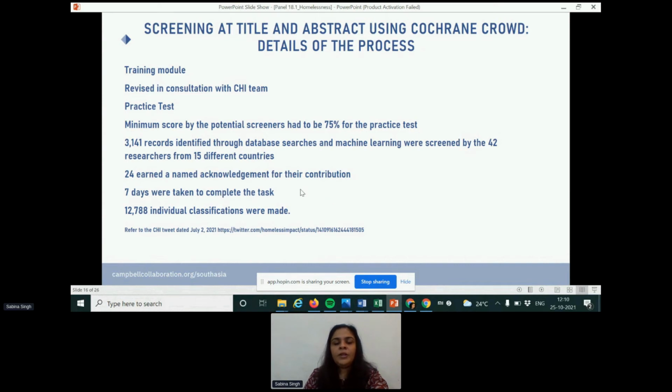And you can imagine the kind of labor and resources that we would require if we were to do it on our own. So it saves us time and, of course, resources as well. 12,788 individual classifications were made. This is regarding the process that goes into the Cochrane Crowd screening, and they use an agreement algorithm. Every single record gets screened 4 times. That is how they had 12,788 individual classifications.